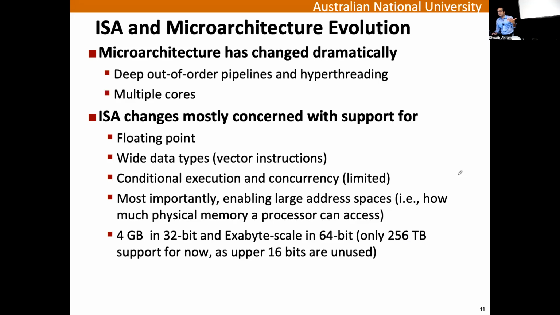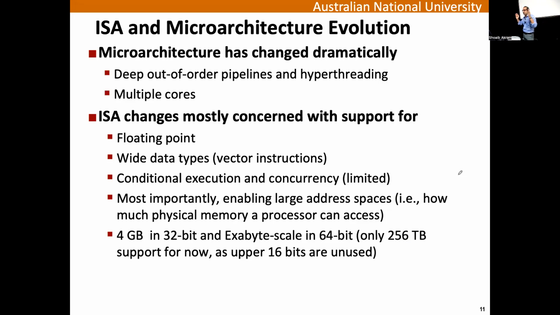So microarchitecture has changed dramatically because ISA changes are more difficult because software breaks down. Software has to be rewritten if you change the instruction set. But with more transistors, we did floating point arithmetic, support for floating point arithmetic, wider data types. We will see support for concurrency and conditional execution. And most importantly, larger address spaces. We needed larger address spaces, larger memories.